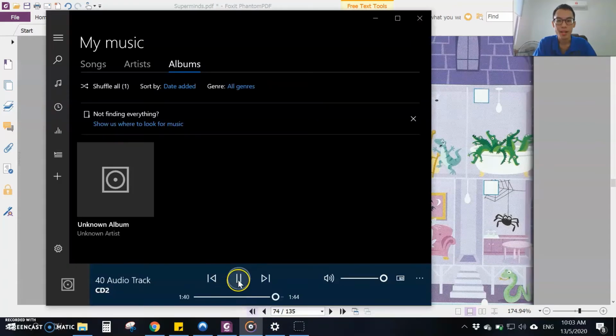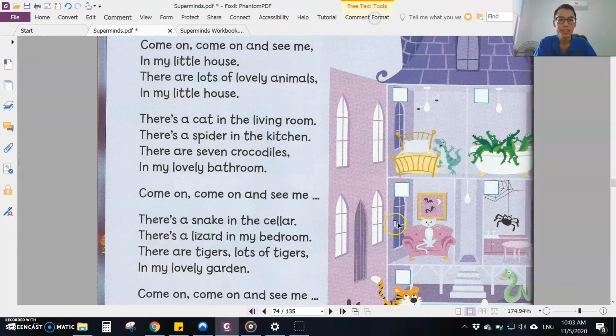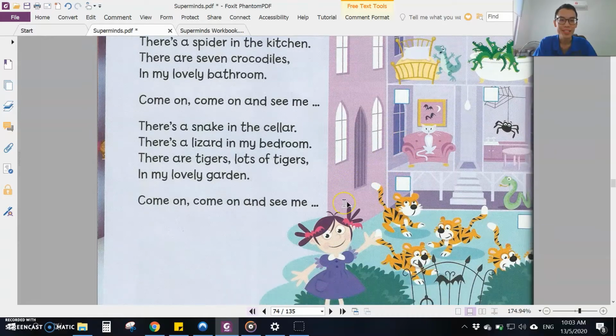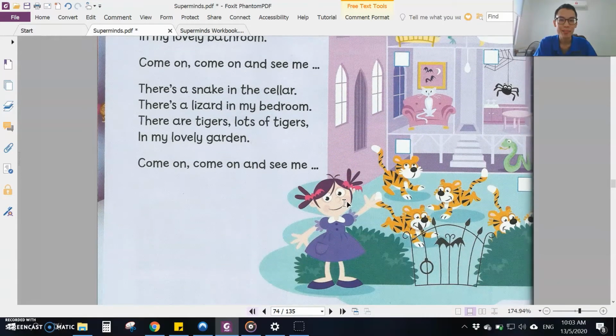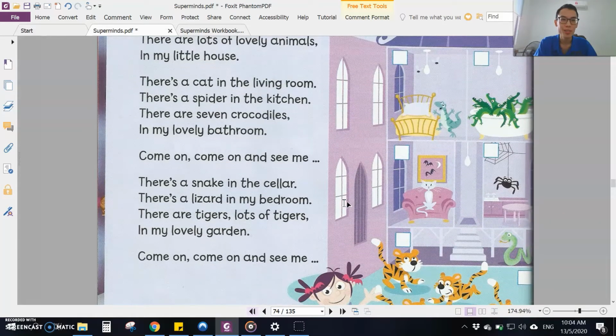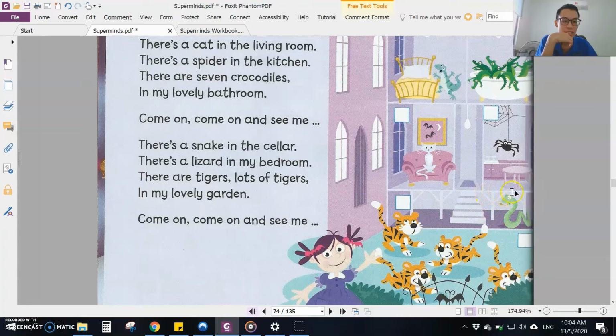Okay, right. Okay, you enjoy the song? Right, there are a lot of animals in the house. Okay, now I'll play the song again the second time. But now you need to number the pictures here. Can you see a big house over here? Okay, there's a lizard, there are crocodiles, there's a cat, there's a spider, there's a snake in the cellar, and then there are tigers in the garden.